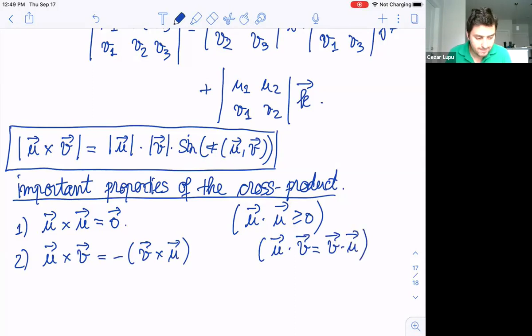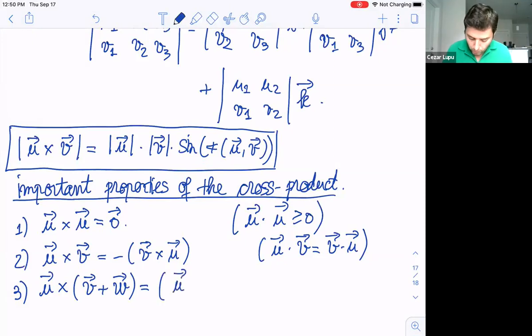And now the third one, when we have some kind of distributivity. Let's say I cross U with V plus W. Well, here is what's going to happen: we'll have U cross V plus U cross W, right?